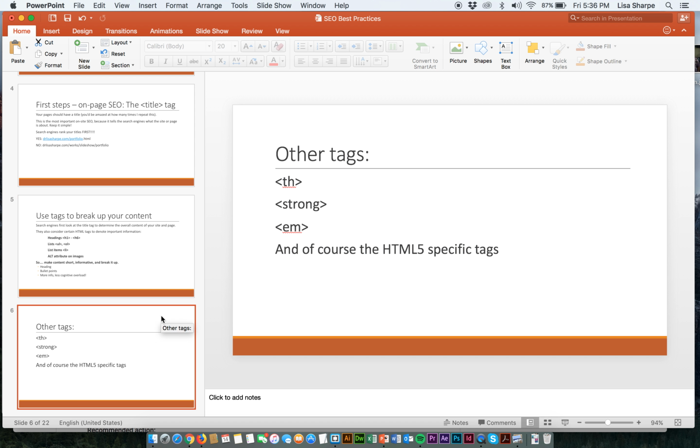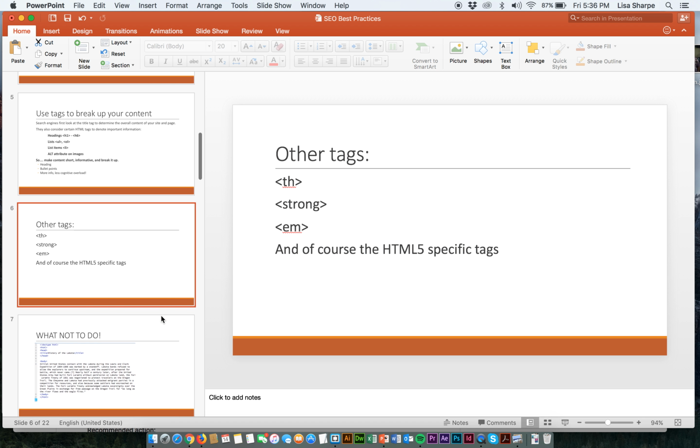Also, we've looked at the table header tag, the strong tag, important text that's bold, the em tag, emphasized text that is italicized, and of course the HTML5 specific tags: main, header, section, article, footer. All of those structural or semantic tags are extremely important so that Google knows what to look at first, what to look at next, and you're leading the search engine along the path that you want it to go.